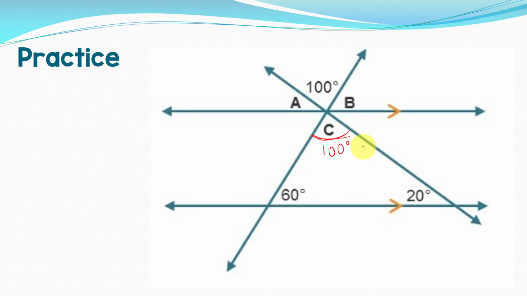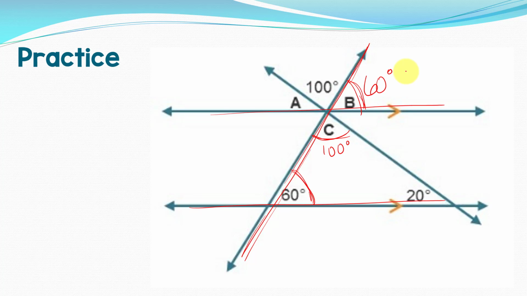All right, what do I notice next? I'm going to focus on this transversal, and there's my two lines. So for B, what I'm noticing here is that these two angles are corresponding. They are in the same position. So this would also have to be 60 degrees.